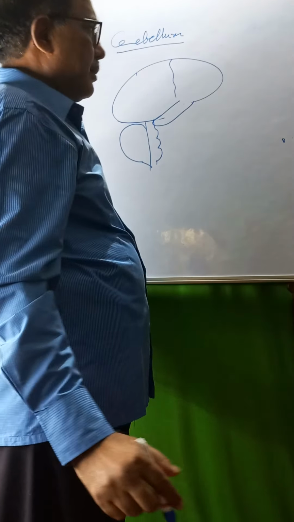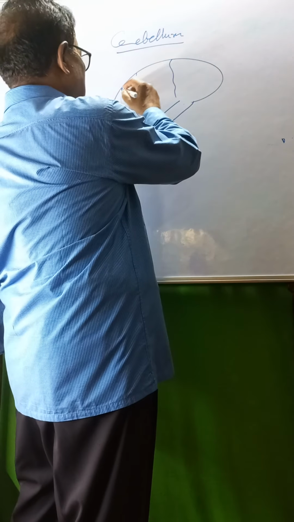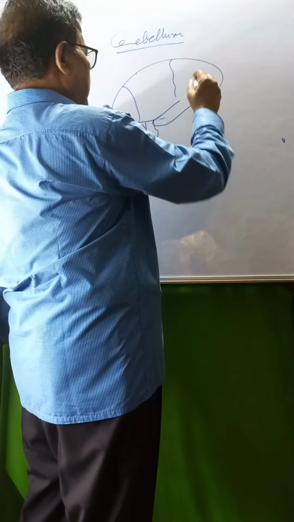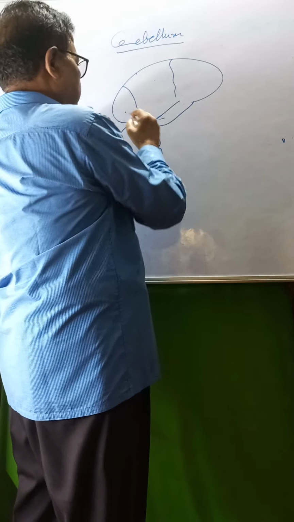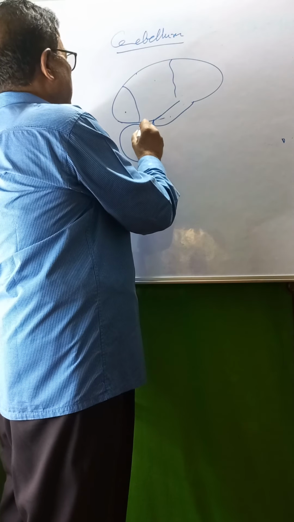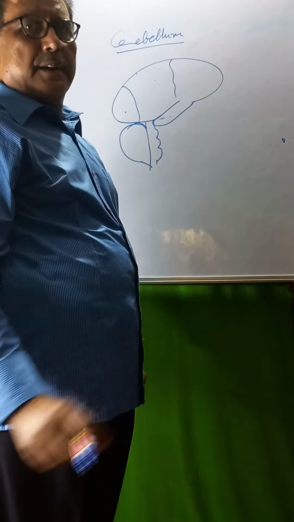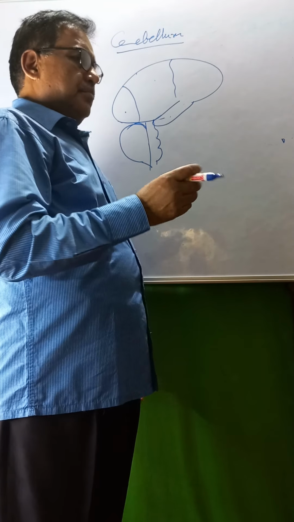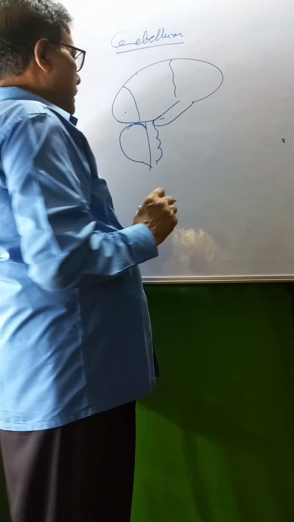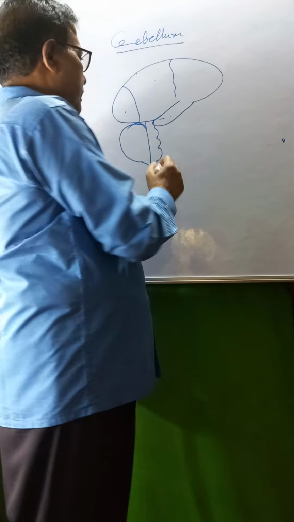This is cerebrum, which is divided into four lobes. Cerebrum has four lobes: frontal, parietal, occipital, and this temporal lobe. Our cerebellum is present in the posterior cranial fossa behind the brain stem. Anteriorly, the brain stem is there.